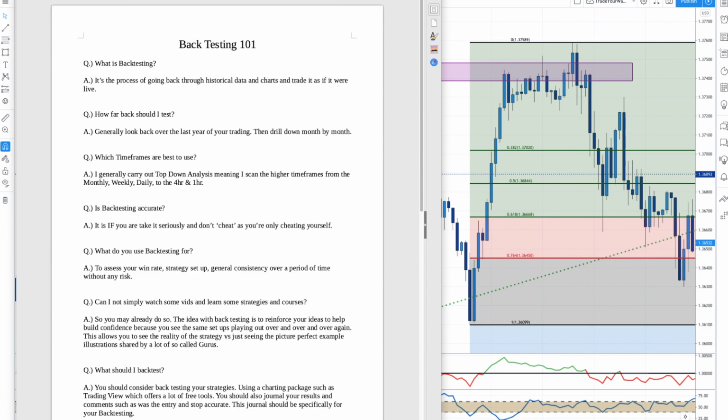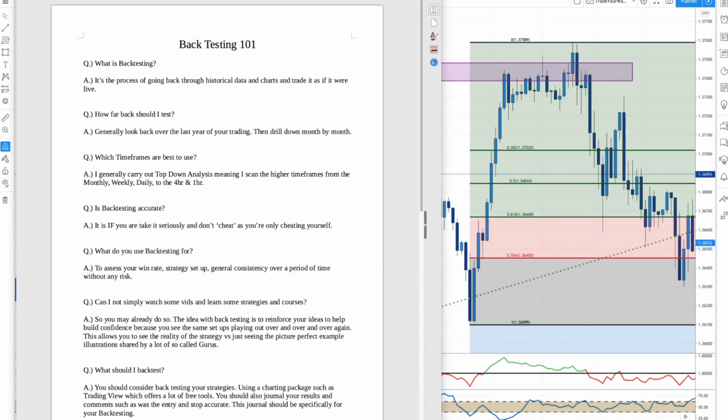A couple of questions for you. What is backtesting? Understand what that is. It's the process of going back through historical data and charts, and trading it as if it were live. So there is a relevance there. It's a very powerful tool to use, and you can do that using various charting packages such as TradingView. They've got a go-to function, etc. I think it's in the paid version perhaps, but I'm not sure exactly, each to their own in terms of what you want to use. Generally for illustration purposes, I use TradingView because they're clean charts and they're clear and you can visibly see what I'm trying to highlight.